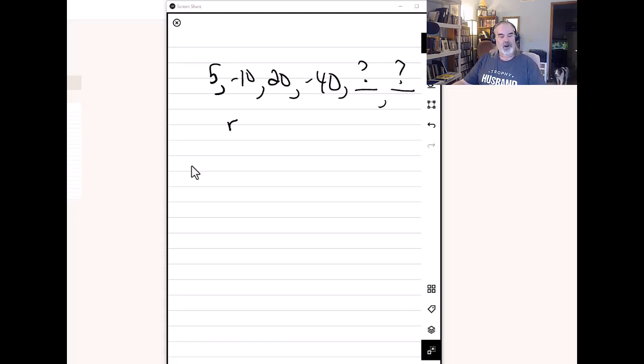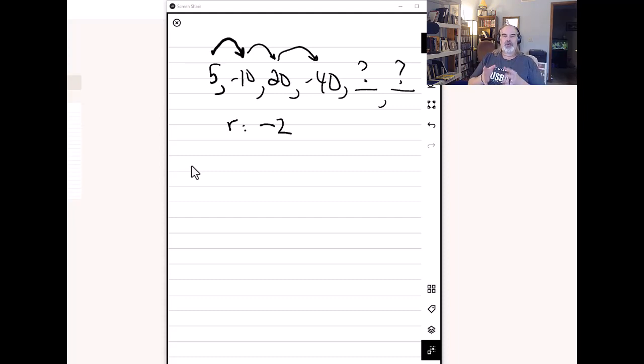So we need to know R first of all. R is the number that, when we start with 5, what do we multiply by to make negative 10? Does that same number multiply negative 10 to give us positive 20, and then multiply 20 to give negative 40? Can you figure that number out? I'm just going to say it. It's negative 2.